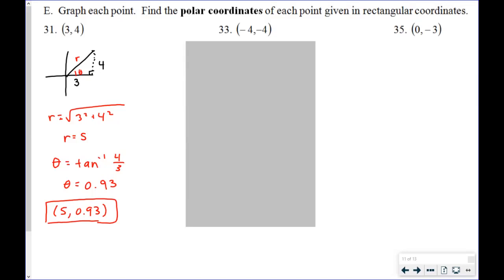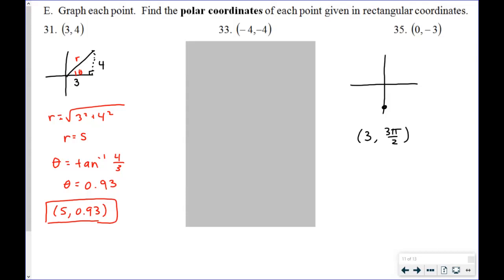Okay, I will do 35 and then you guys will do 33 together. (0, -3). Well, where is that? Down here, on the negative y-axis. So it might be a little bit easier, right? We are 3 units away from the origin, or from the pole, and we're sitting on the angle 3 pi over 2. We don't even have to show work for that one. You could if you wanted to.